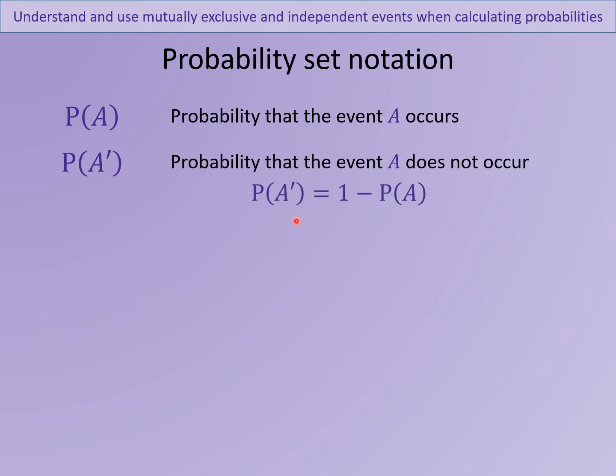And we can rearrange that, of course, to write it like this. The probability of A not occurring is equal to 1 minus the probability that A occurs. And you could rearrange that the other way around as well by swapping these two parts over.